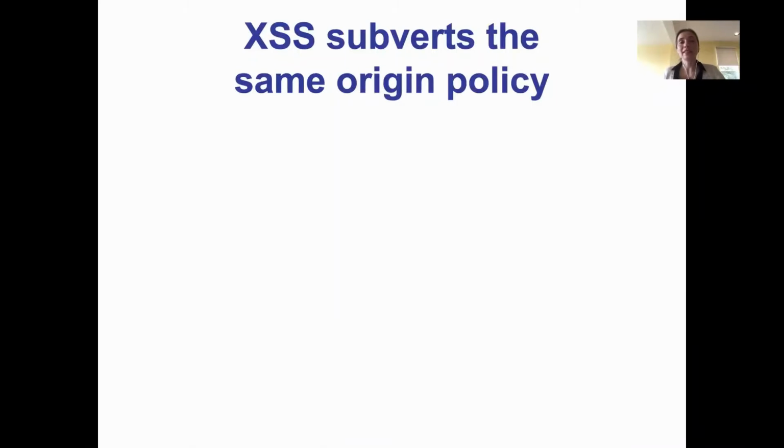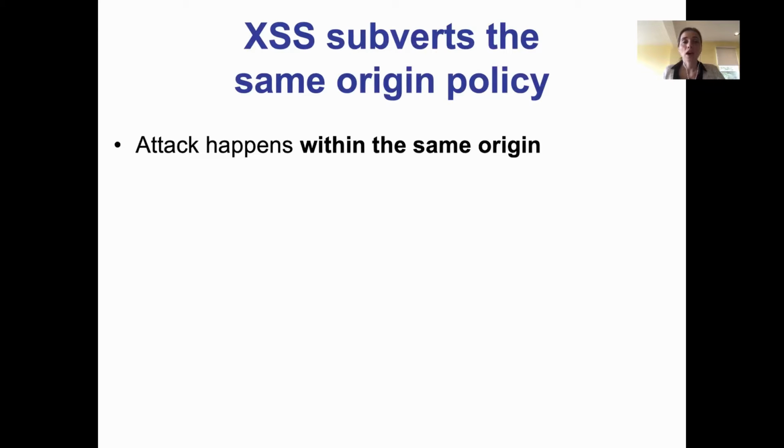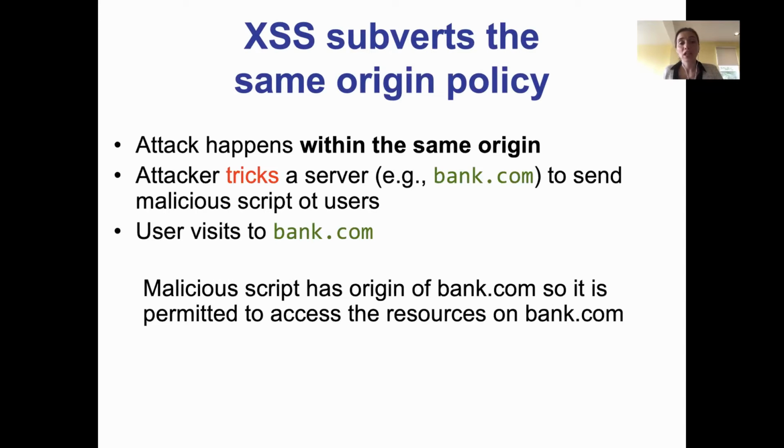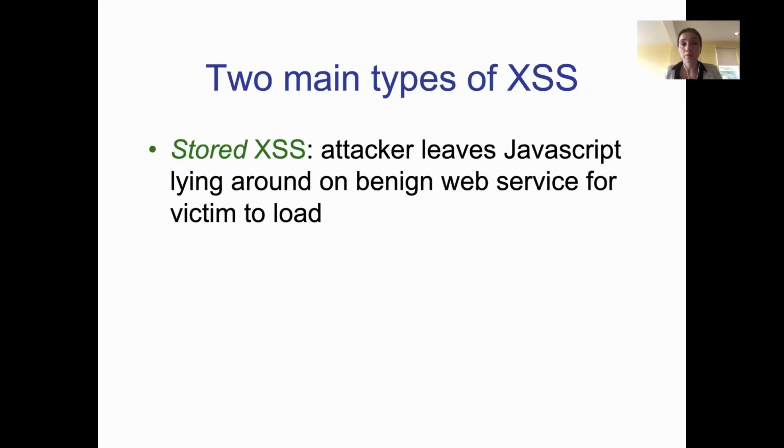All right, the problem is that XSS subverts the same origin policy. And here's how. So the attack happens within the same origin. The attacker tricks a server, for example, bank.com, to send a malicious script to the users. The user then visits bank.com. This is the victim user. And the malicious script has the origin of bank.com, so it's permitted to access the resources on bank.com.